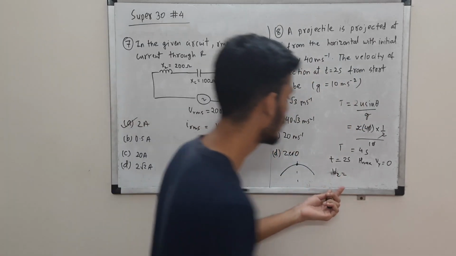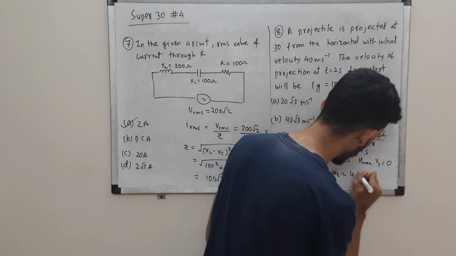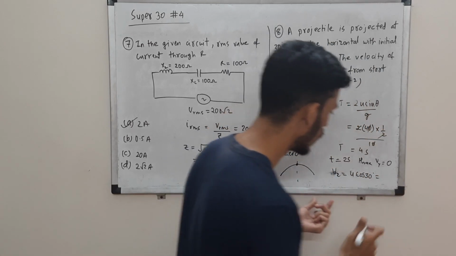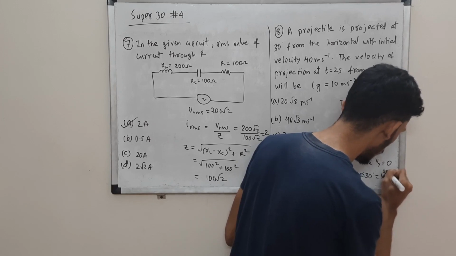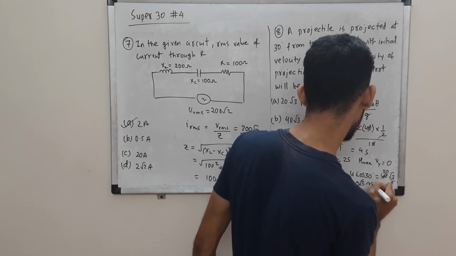So this is the velocity which is constant throughout the motion, which is u cos theta, right? So u cos 30. So this is 40 into root 3 by 2, right? So this is 20 root 3. So this answer is 20 root 3 meters per second.